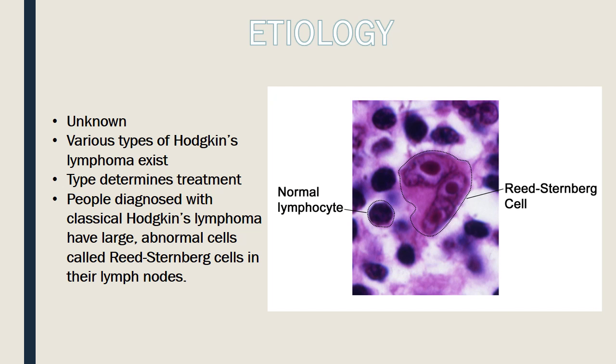The etiology for Hodgkin's and non-Hodgkin's lymphoma is unknown. Various types of Hodgkin's lymphoma exist, and the type determines the treatment. Doctors know that most Hodgkin's lymphoma occurs when an infection-fighting cell called the B cell develops a mutation in its DNA. This mutation causes a large number of oversized abnormal B cells to accumulate in the lymphatic system, where they crowd out healthy cells and cause the signs and symptoms of Hodgkin's lymphoma. The most common type of lymphoma is classical Hodgkin's lymphoma, and people diagnosed with this type have large abnormal cells called Reed-Sternberg cells in their lymph nodes.